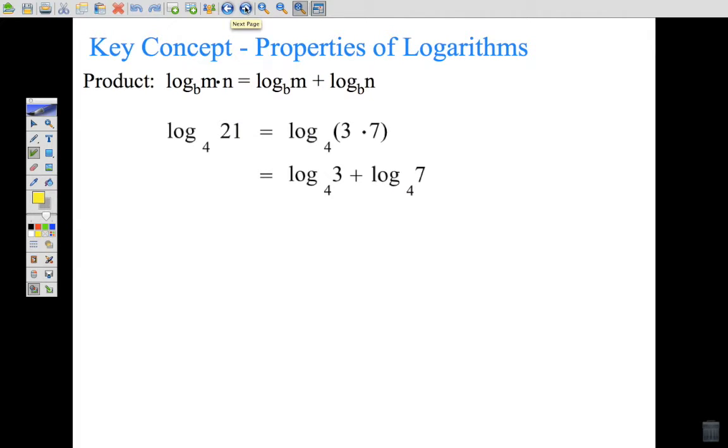So in this case, when you're looking at log base 4 of 3 times 7, you're actually assessing log base 4 of 3 plus log base 4 of 7.